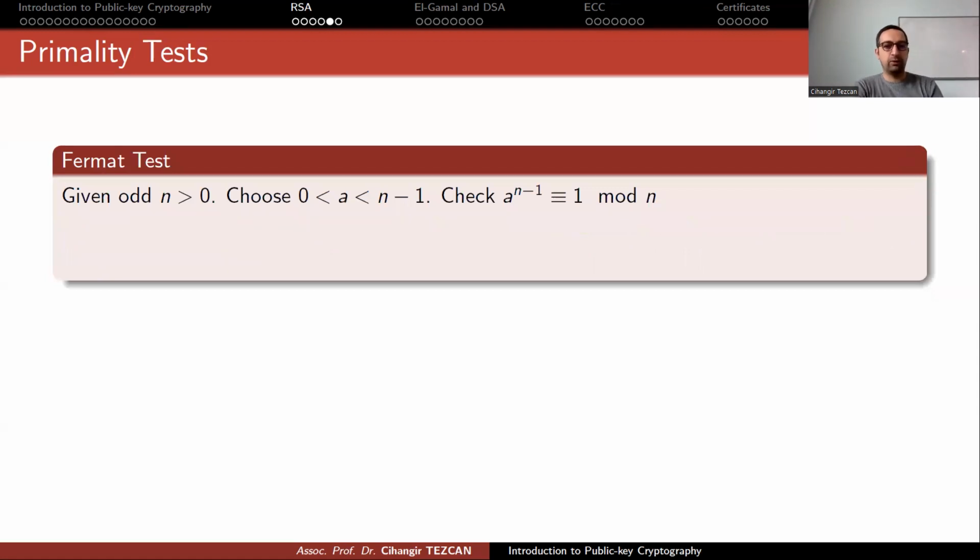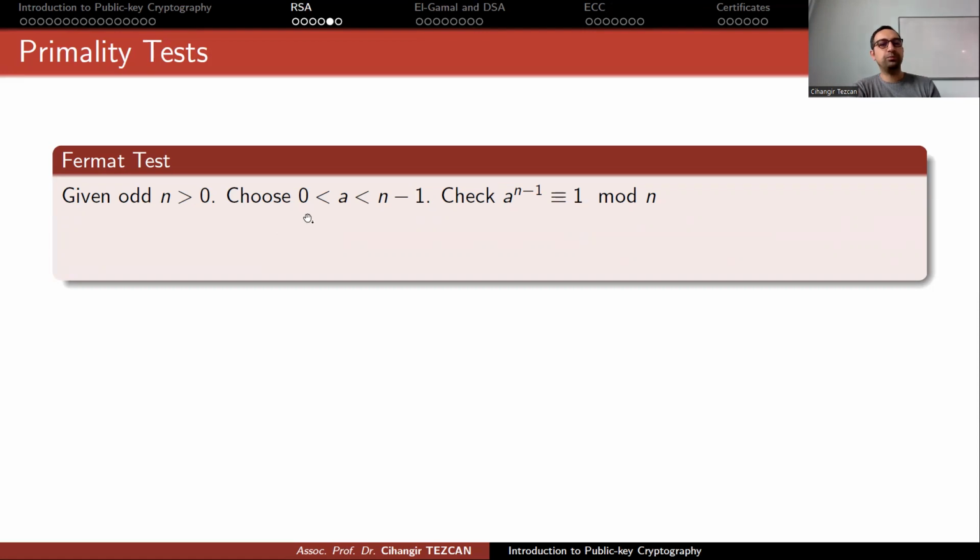So the Fermat test works like this. You are given an odd n. Recall that in RSA, this equals P times Q, the multiplication of two primes. But you don't know this P and Q, right? So you want to check if n is prime. Sorry, I go back. You choose P and Q randomly. So instead of n, we have P here. Okay, we want to check if this odd number is prime or not.